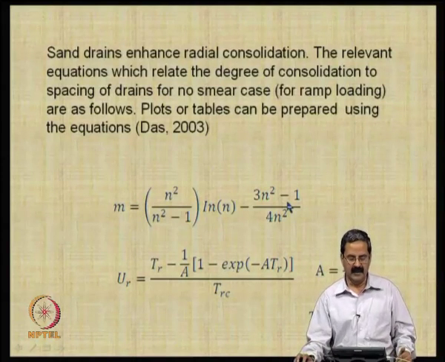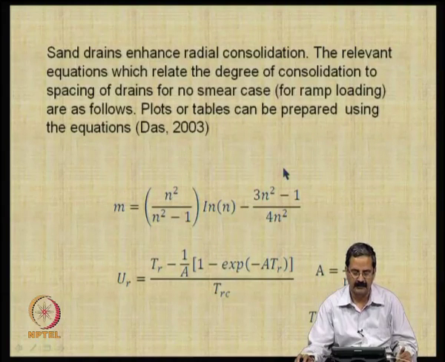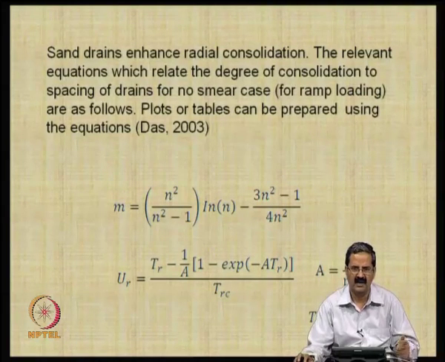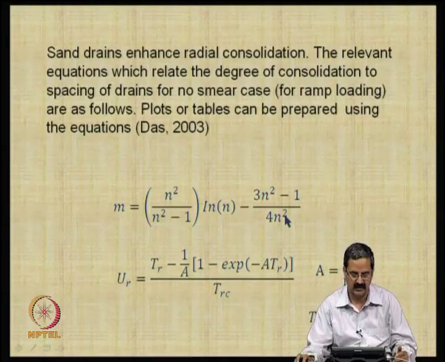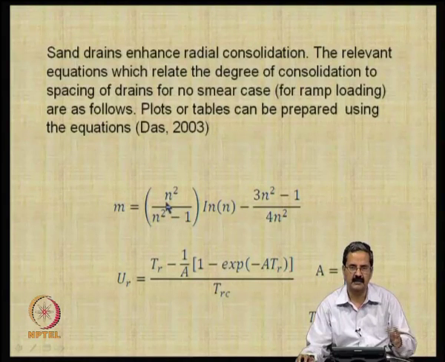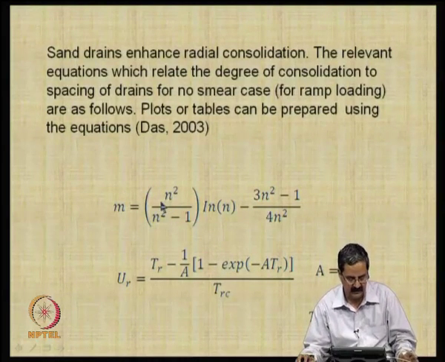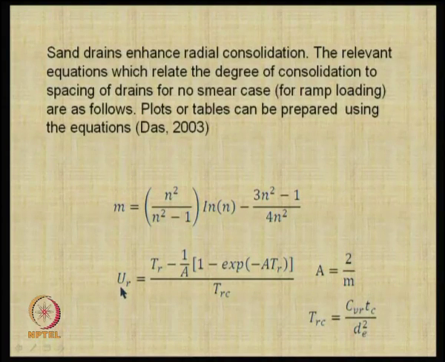A lot of people have worked on this particular problem of consolidation theory. In fact, in the 1930s and 1940s, all these equations were derived long back, and they are quite useful. They have an expression called M, which is related to the spacing of sand drains, and it can be used for sand wicks also, like PVDs. So, this is radial consolidation, the degree of radial consolidation.